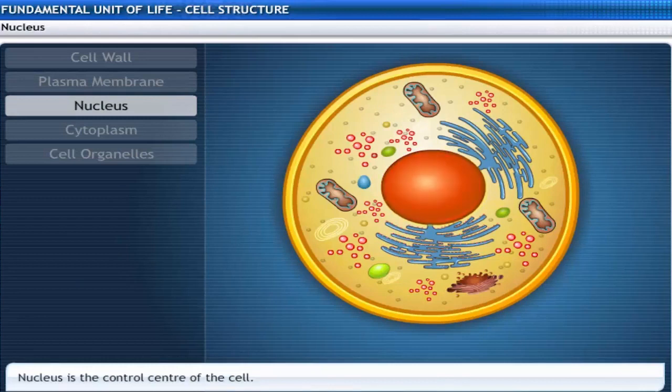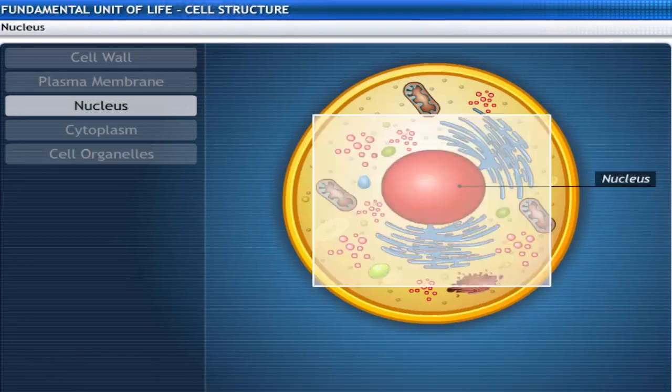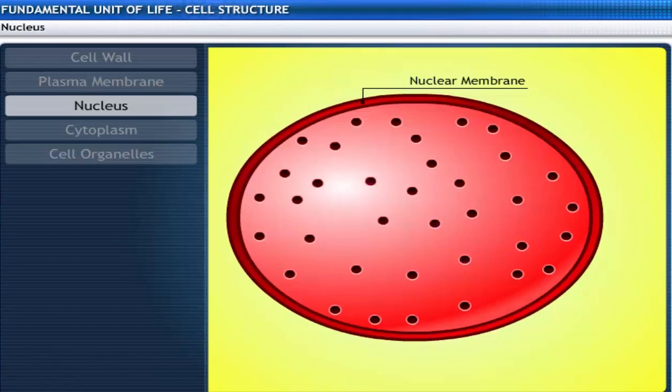This is the control center of the cell called the nucleus. The nucleus has a nuclear membrane which is double layered. The nuclear membrane is perforated to allow substances to enter and leave the nucleus.